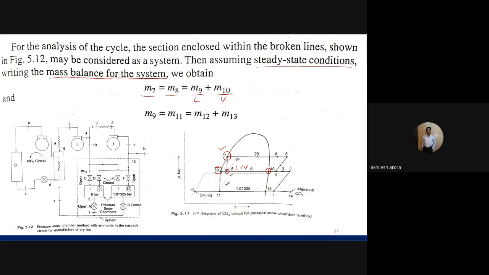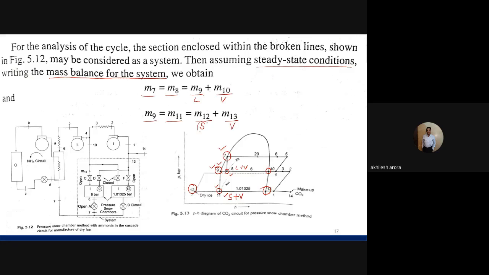And then at point number 9, the expansion takes place up to point number 11, and at this particular point, what is happening? The mass at 9 and 11 will remain the same, but at 11 we have solid plus vapor. So solid will be at point number 12 and vapor will be at point number 13. So we can say 9 is equal to 11, and that should be equal to M12 plus M13. What is M12? M12 is the solid CO2, whereas M13 is the vapor CO2.